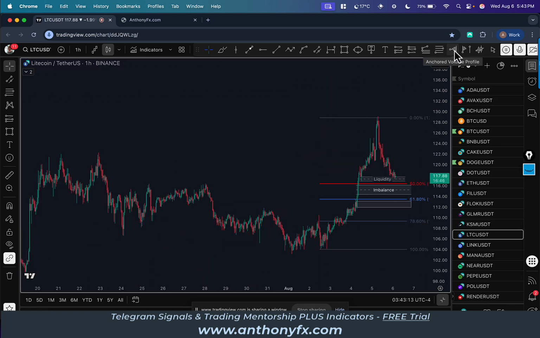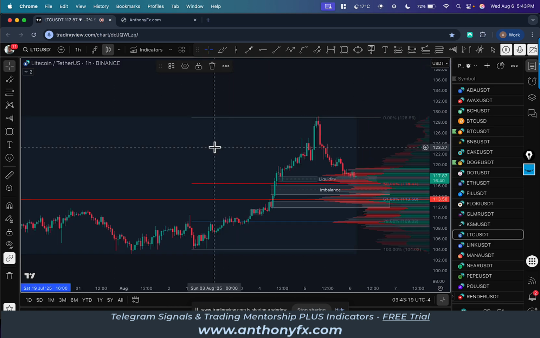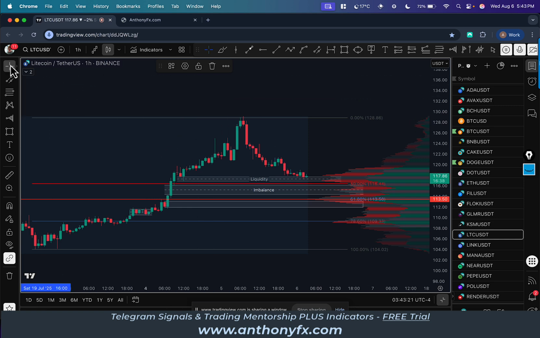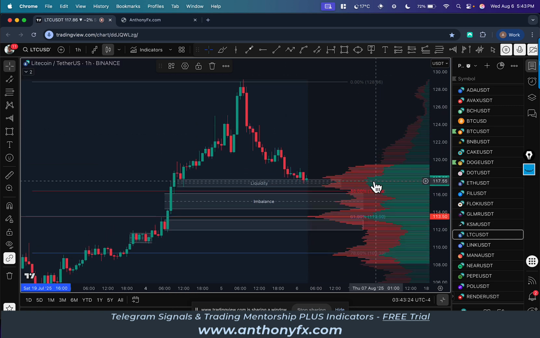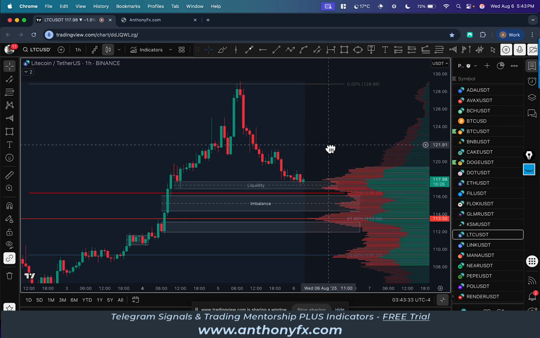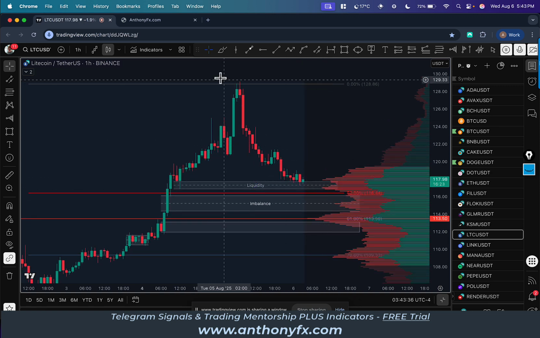One of the tools I really like is the anchored volume profile. Let's take it all the way back. This is a big support zone, mainly because you can see where most of the business has been done, and it's through this level here. So this is a significant level. I'm going to be looking to go long on a bullish breakout.